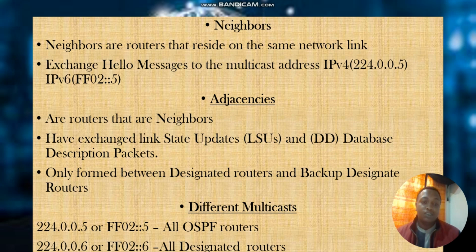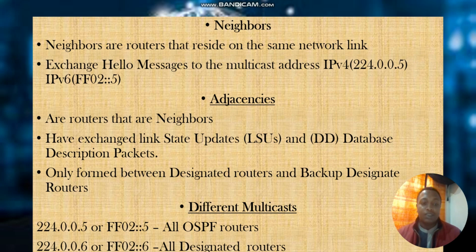Now, adjacencies are formed only between designated routers and backup designated routers, and these backup designated routers and the normal OSPF routers occupy different multicasts.